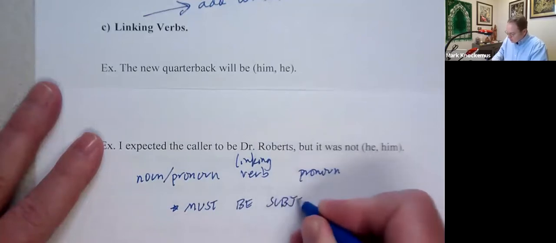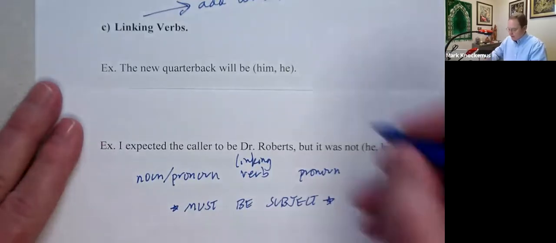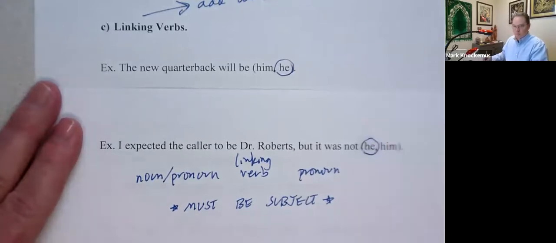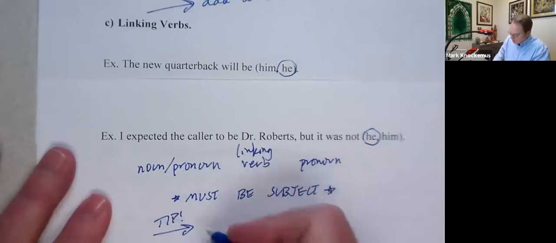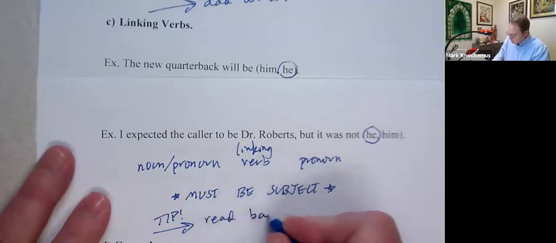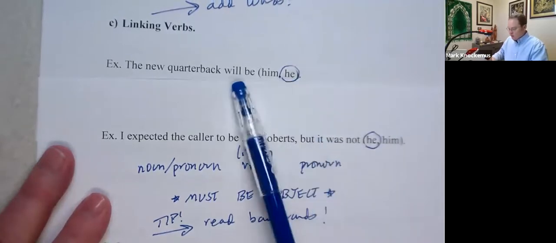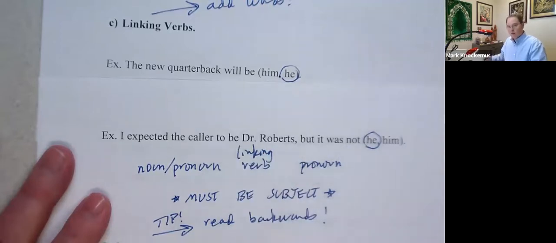we have to pick the subject pronoun. The new quarterback will be he. I expected the caller to be Dr. Roberts, but it was not he. I know you're saying, that sounds funny, give me a tip, man. So here's the tip. If the sentence is grammatically correct, you should be able to read it backwards. He will be the new quarterback. He was not the caller.